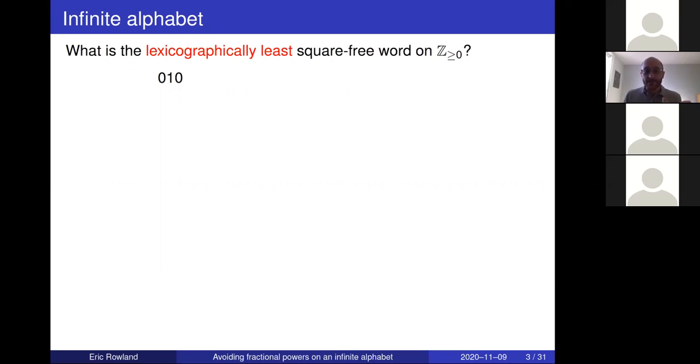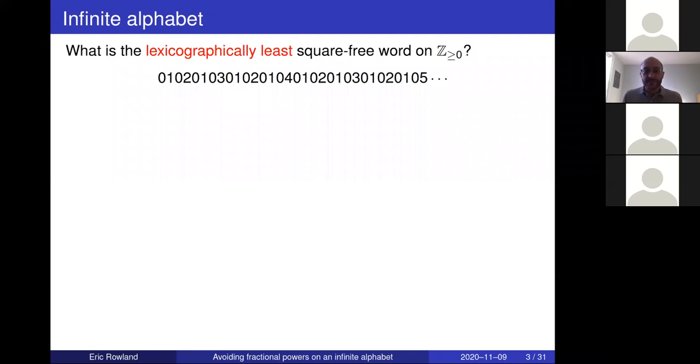And so where we got stuck before, at 0, 1, 0 on a binary alphabet, now we can put down a 2, because since we haven't used that letter yet, there's no chance that it'll introduce a square. And this will let us keep going. So the next letter we could put down is a 0. And then we can't put a 0, but we can put a 1. You can put a 0 next. And now you can't put a 0 because 0, 0 will be a square. You can't put a 1 because 0, 1, 0, 1 will be a square. And you also can't put a 2 because 0, 1, 0, 2, 0, 1, 0, 2 is a square, but you can put a 3 and go on from there.